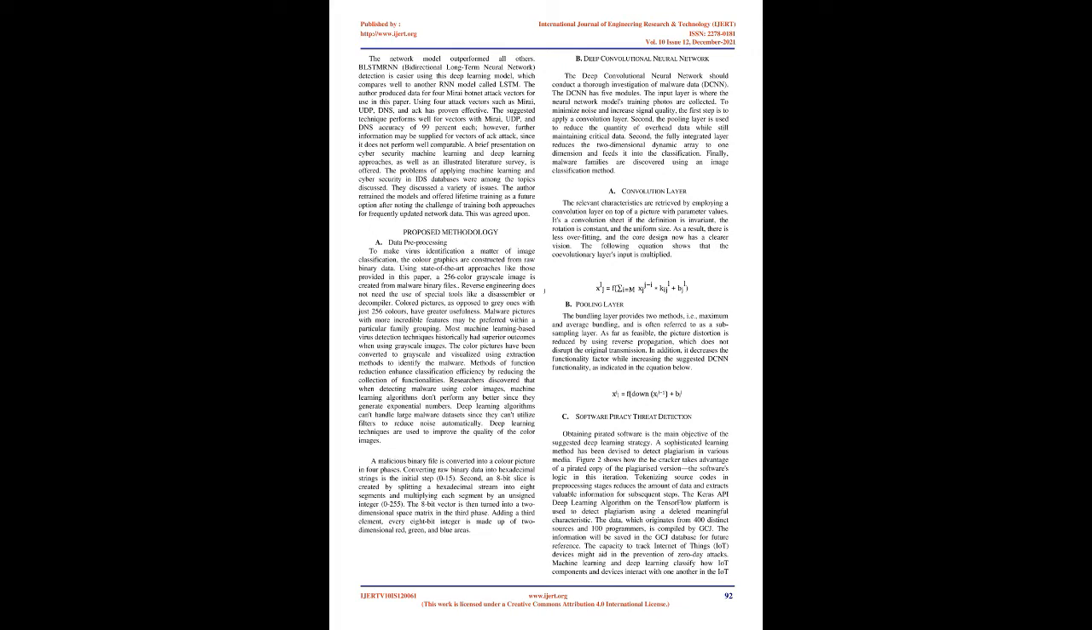A convolution layer. The relevant characteristics are retrieved by employing a convolution layer on top of a picture with parameter values. It's a convolution sheet if the definition is invariant, the rotation is constant, and the size is uniform.